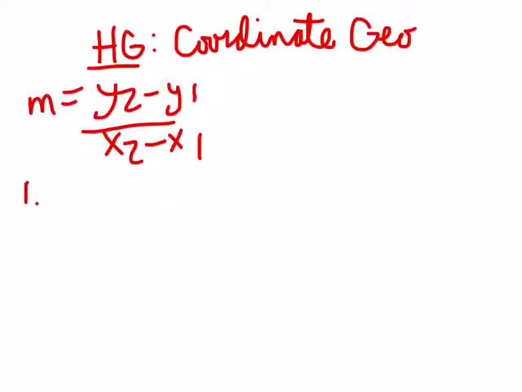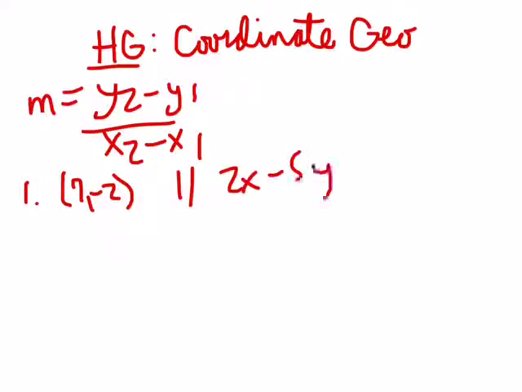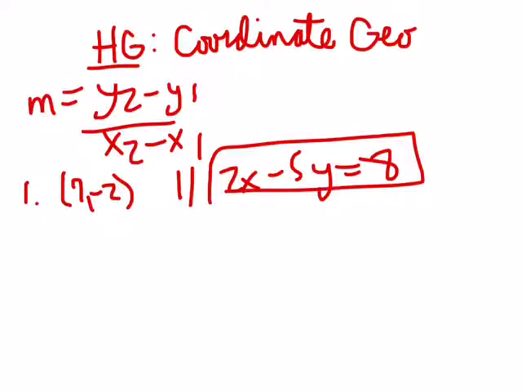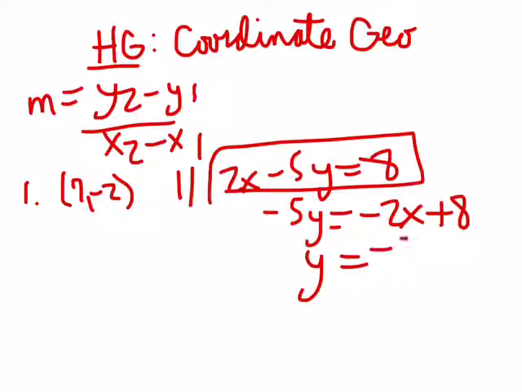This is, again, some of these are definitely going to be a lot of review. Equation of a line that contains the point 7, negative 2, parallel to the line 2x minus 5y equals 8. So first thing I need to do is get the slope, and it's parallel to this line. So I need to solve for y here. So I'm going to subtract 2x from both sides and divide by negative 5.